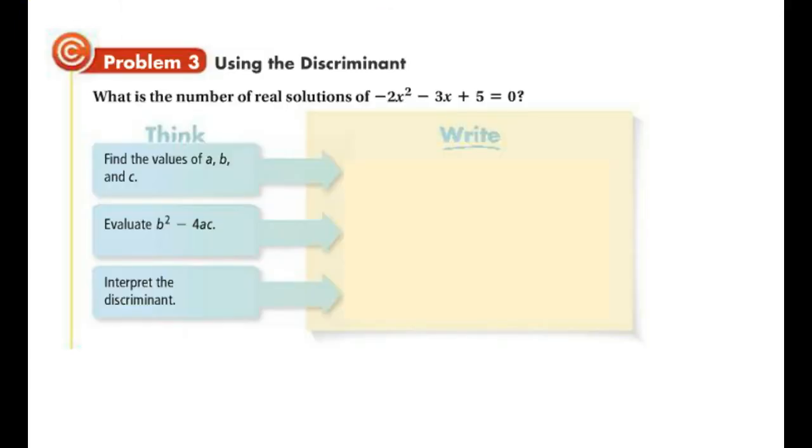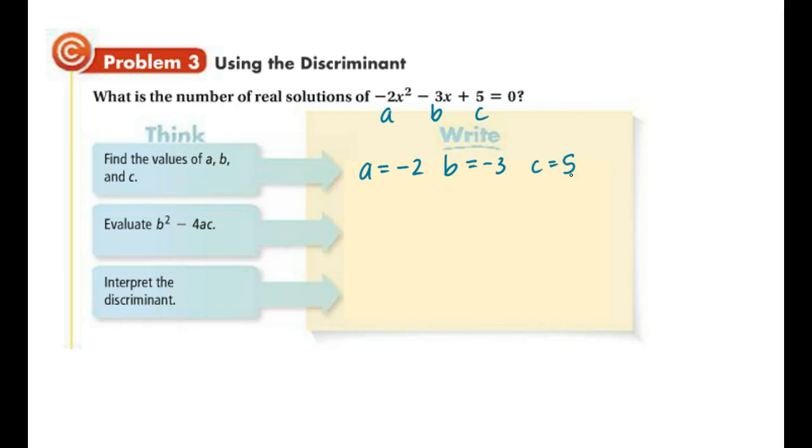In example 3, we're given the quadratic negative 2x squared minus 3x plus 5 equals 0. So first thing I notice is that we already have it in standard form and it already equals 0. So that means we don't have to move anything over from the other side. So next thing I want to do is identify what the a, b, and c values are. So as always, I write a, b, c below the standard form. So that means we know a is equal to negative 2, b is equal to negative 3, and c is equal to positive 5.